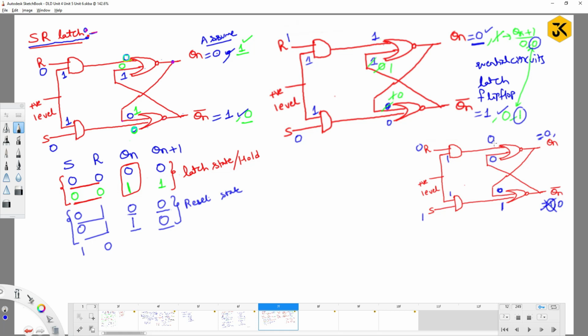If I pass this, 0 0 is 0, its complement is 1. Now try to repeat the process. Here I am getting 1. 1 with 1 is 1. Its complement is 0. Now try to pass 0. 0 with 0, 0. Its complement is 1. 1 with 1, its complement is 0. Means that at certain point of time, is it working as per our expectation or not?